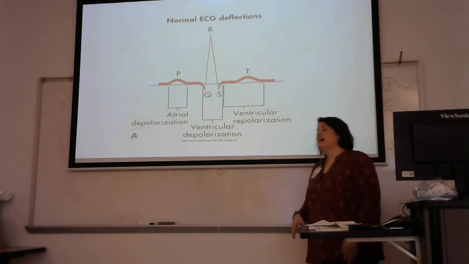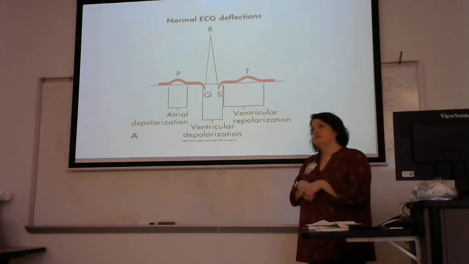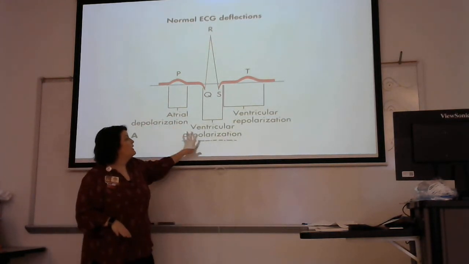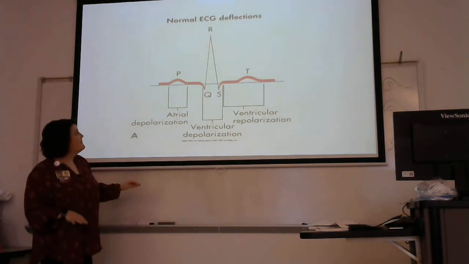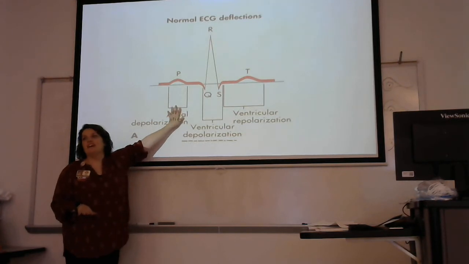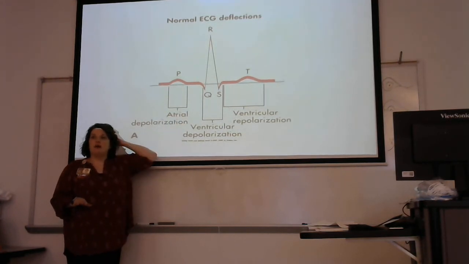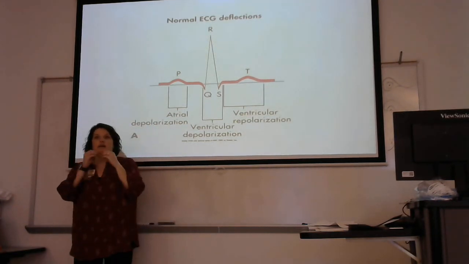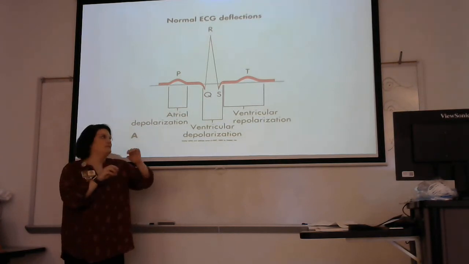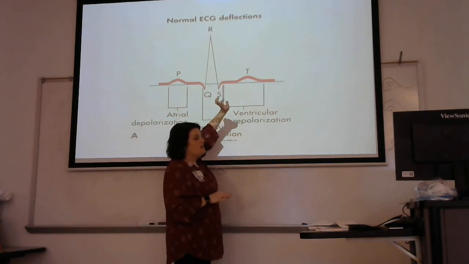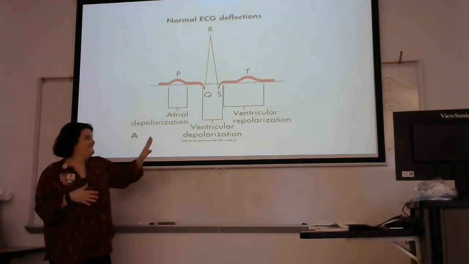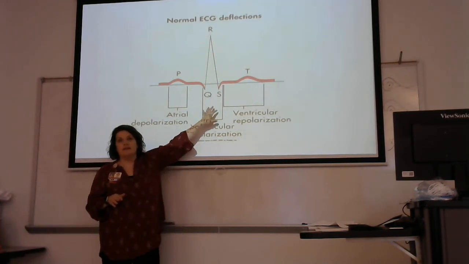So guys, this is everything that we just covered. If I want to know what's going on with the atria, where do I look? P wave, absolutely. If I want to know how long it takes for an electrical impulse to get from the atria to the ventricles, what do I look at? PR interval, absolutely, okay? If I want to know what's going on in the ventricles, where do I go? Yeah, your QRS right here, okay?